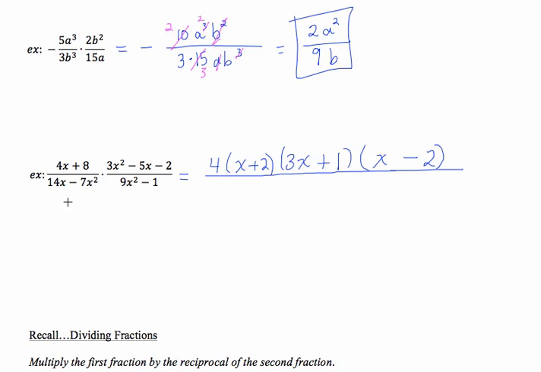And then in the denominator, we have 14x minus 7x squared. So out of that, I can factor out a 7x. I'm left with 2 minus x, times this denominator here, 9x squared minus 1.